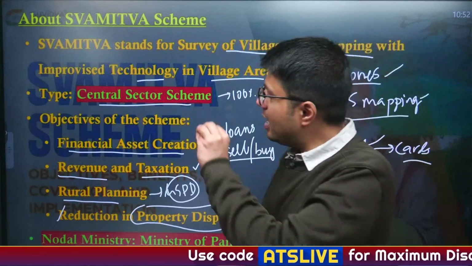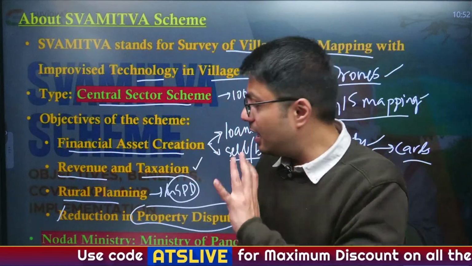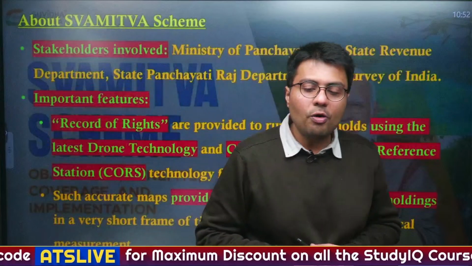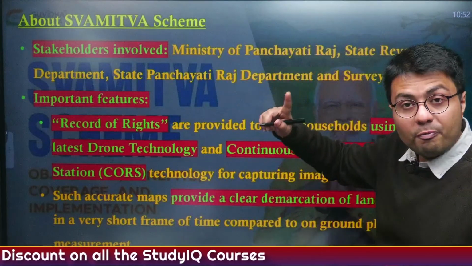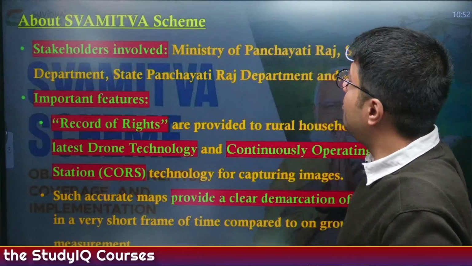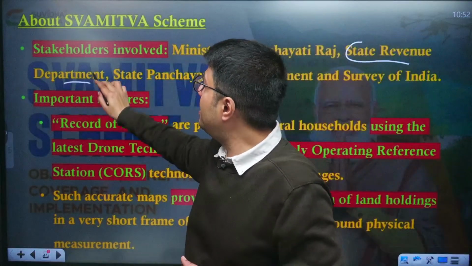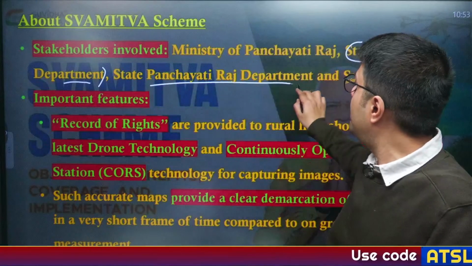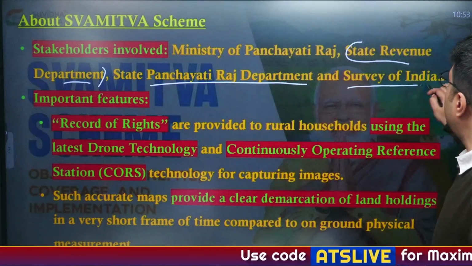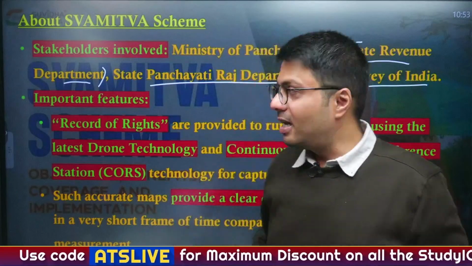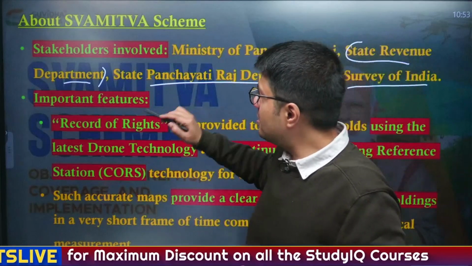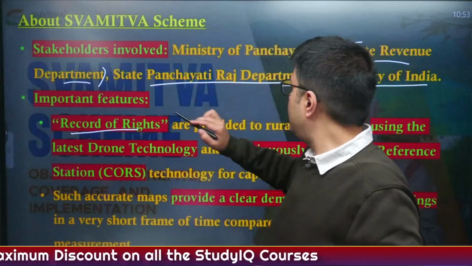Now the nodal ministry for implementation of this scheme is the Ministry of Panchayati Raj. So you can understand this is a scheme by the Ministry of Panchayati Raj. However, there are other stakeholders also involved in implementation of this scheme. In addition to the Ministry of Panchayati Raj, there are state revenue departments who are implementing the scheme at the ground level. It is the state Panchayati Raj departments, and also the Survey of India, which is undertaking the process of drone surveying in the area. Understood?